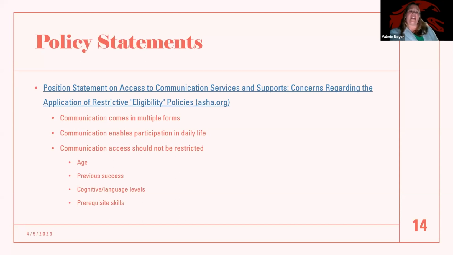The idea that your cognitive level or your level of language would dictate access to augmentative and alternative communication is something they advocated against. And then any other kind of prerequisite skill that might be a barrier to being able to access augmentative and alternative communication.